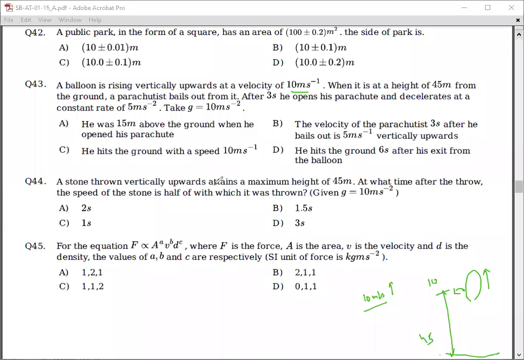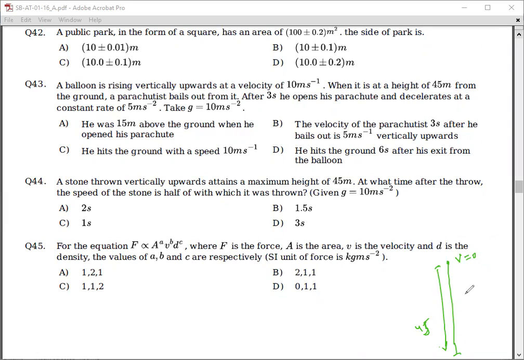A stone is thrown vertically upward and attains a maximum height of 45 meters. I guess all of you can see, it went from here to here and attained the maximum height. So this distance is given as 45. We know that at maximum height, V will become 0, yes or no?